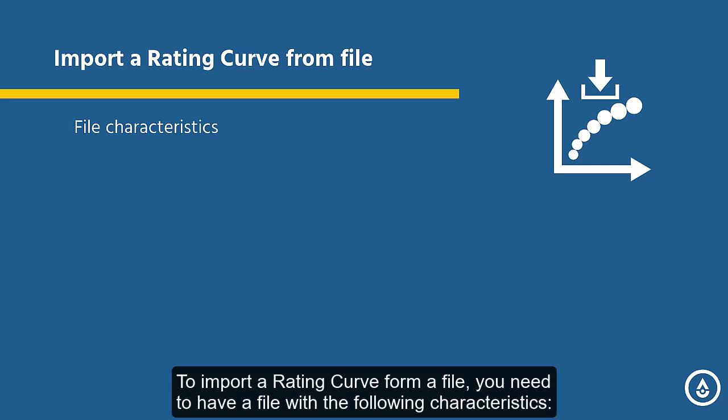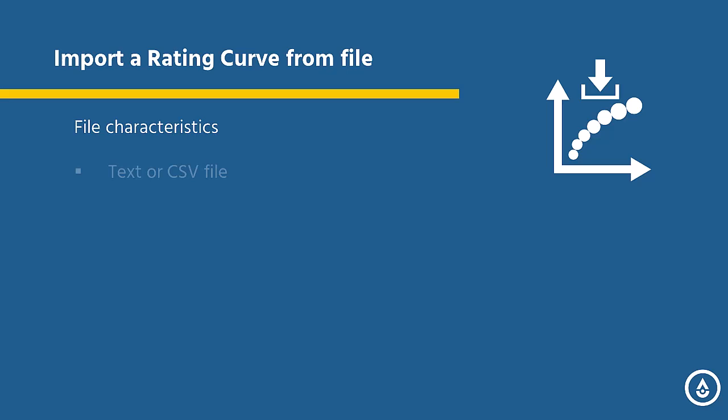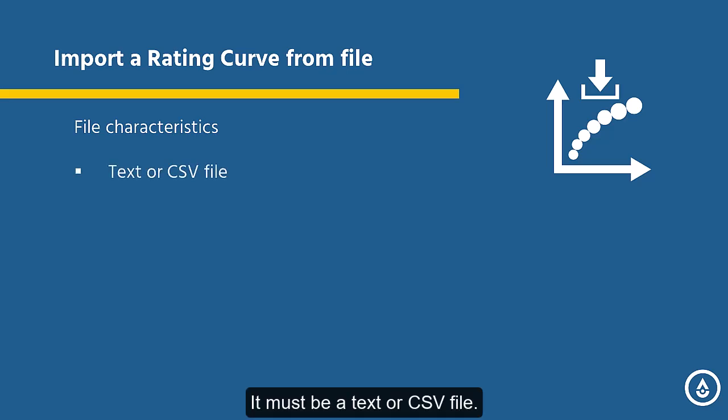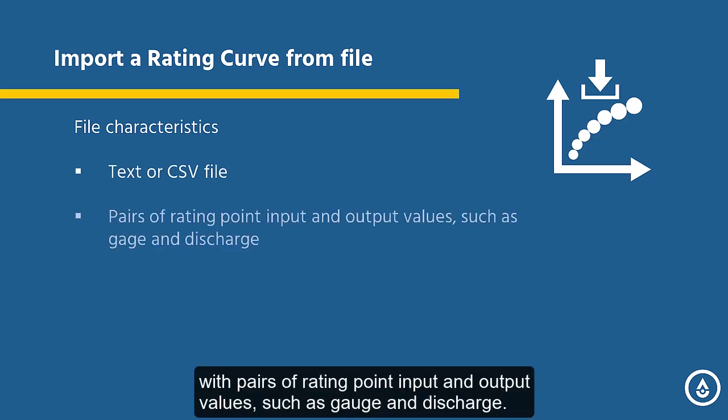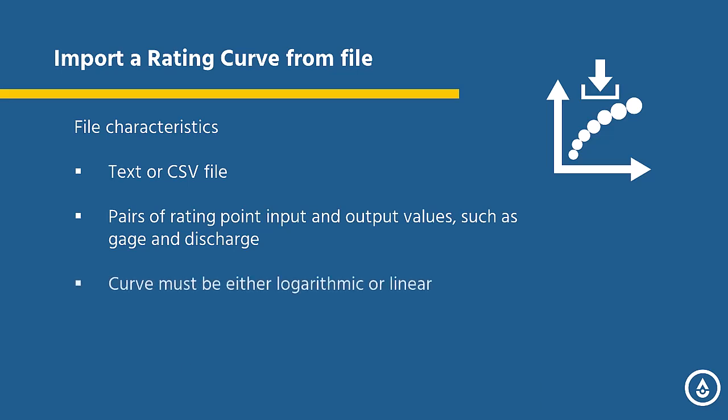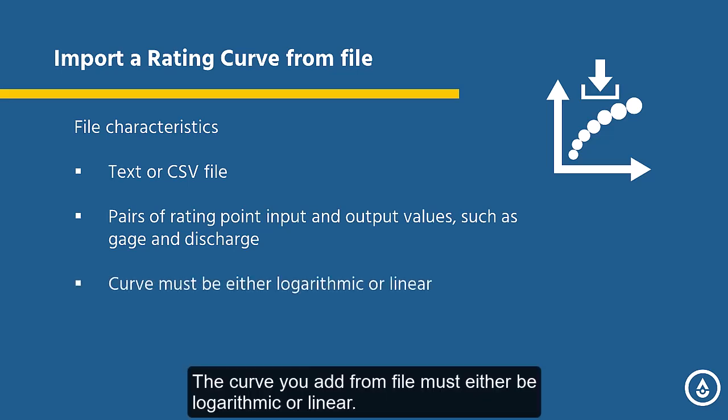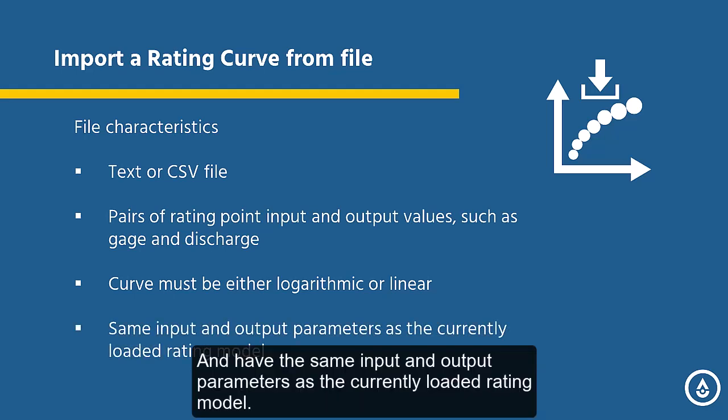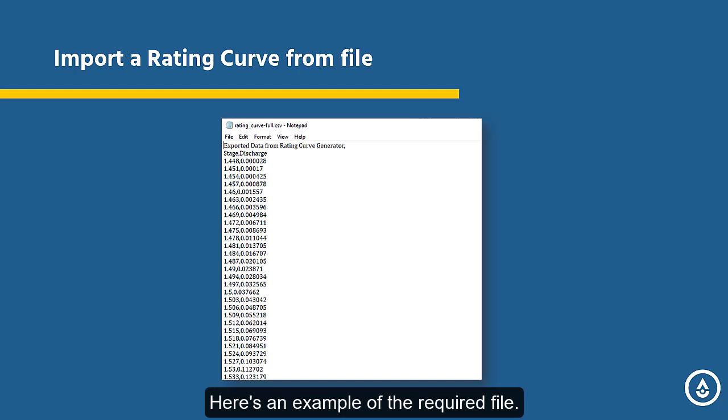To import a rating curve from a file, you need to have a file with the following characteristics. It must be a text or CSV file with pairs of rating point input and output values, such as gauge and discharge. The curve you add from the file must either be logarithmic or linear and have the same input and output parameters as the currently loaded rating model. Here's an example of the required file.